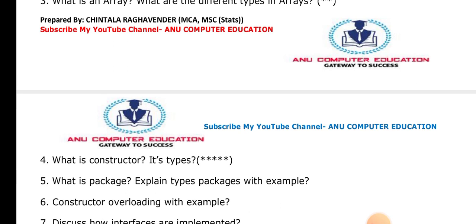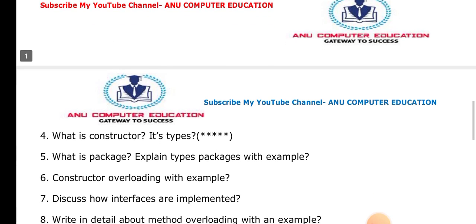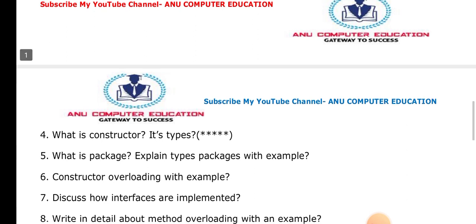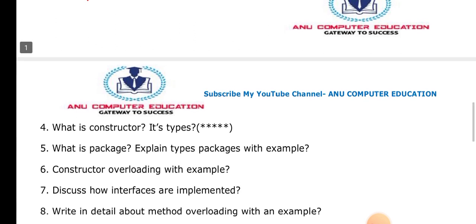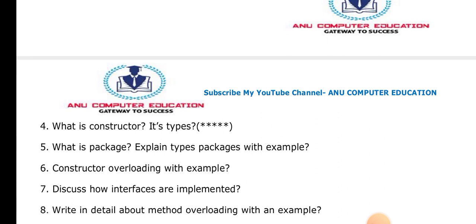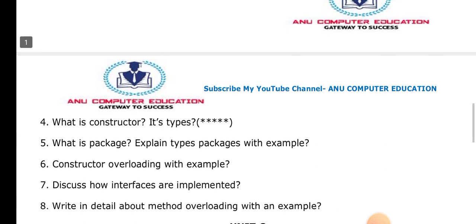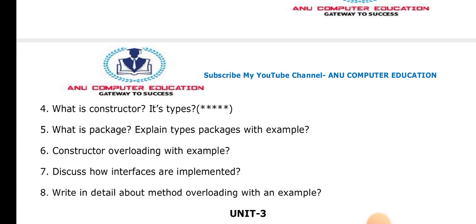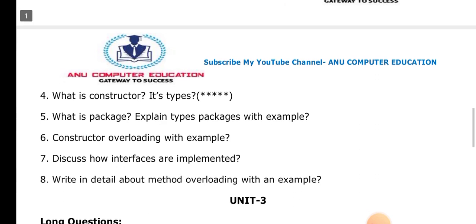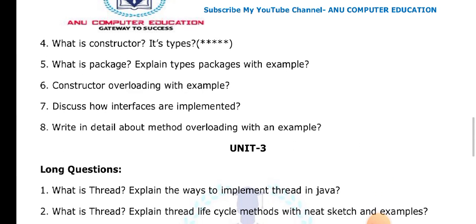Next, constructor overloading with example, and discuss how interfaces are implemented. An interface is a collection of abstract methods which do not contain the implementation. So whichever class is implementing the interface, that class must write the body for those methods. If you don't write, that class will become abstract. Once the class becomes abstract, no one can create an object. So next, write in detail about method overloading with an example. So these are all very important questions in unit 3.